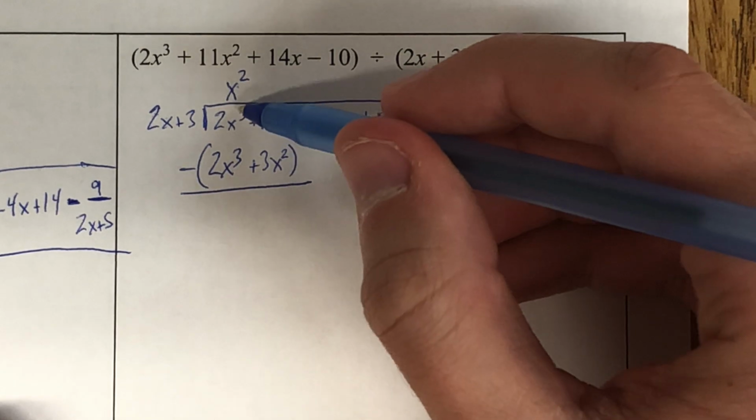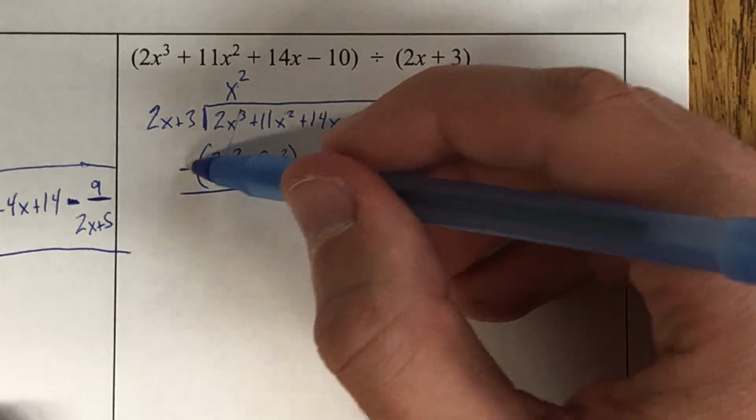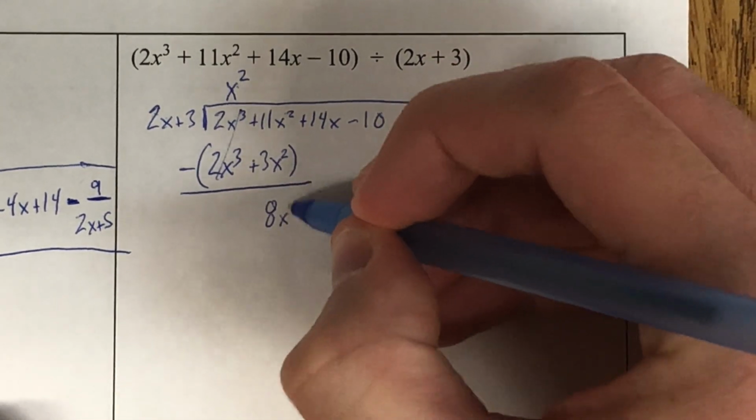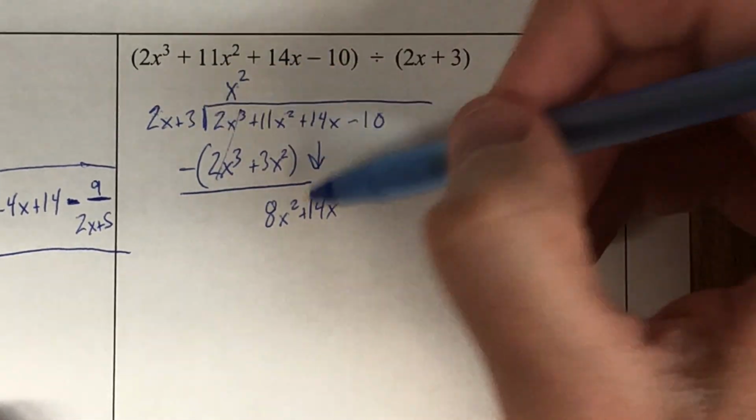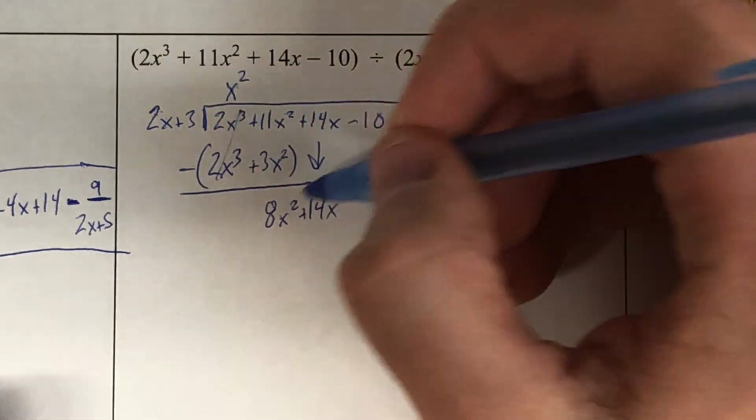So we subtract. Those cancel. 11 minus 3 is 8, so I get 8x squared. Bring down the next term. From there, 2x times what to get to 8x squared.